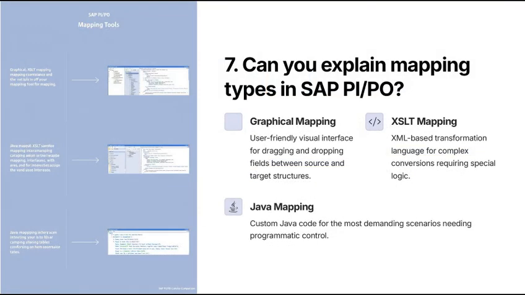7. Can you explain mapping types in SAP Pi PO? Yes. There are 3 main types: graphical mapping, XSLT mapping, and Java mapping. Graphical is the most common and user-friendly, while XSLT and Java offer more complex transformations if needed.